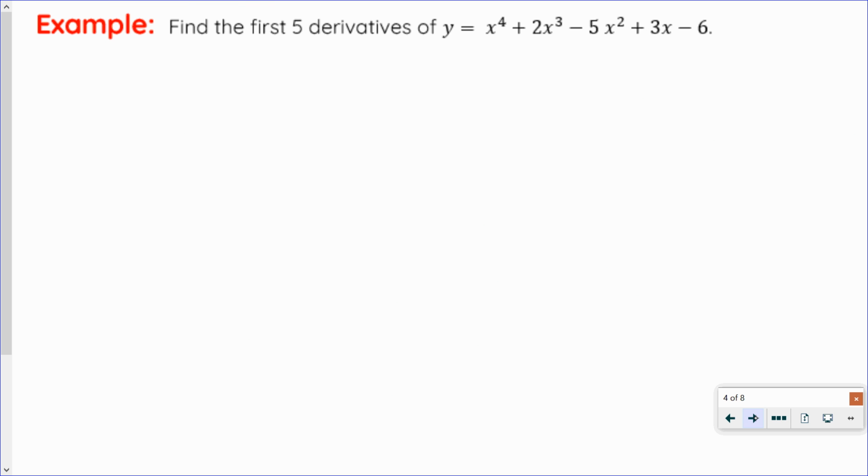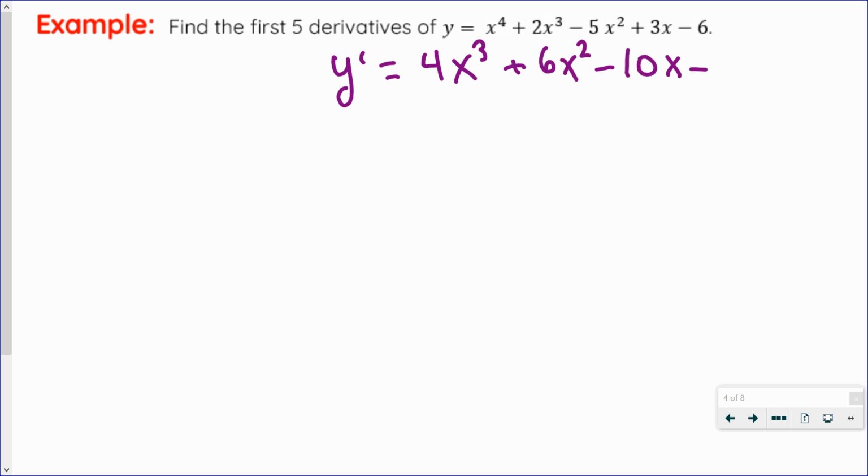Okay, let's try this last question here. I want to find the first 5 derivatives. The fun does not stop at the first and second derivative. No, we're going to go all the way to the 5th. So the first derivative, bring the 4 down. It's going to be 4x cubed plus, bring the 2 down, multiplied by the, bring the 3 down, multiplied by the 2 is 6, decrease it by 1, minus the 2 comes down, times 5, and then the derivative of 3x is just 3.